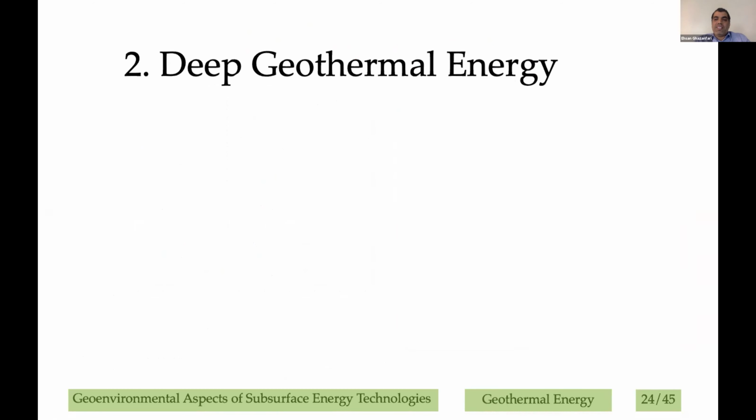Now, let's move on to the second portion of the presentation, which is on deep geothermal.